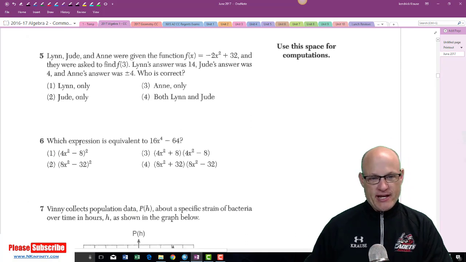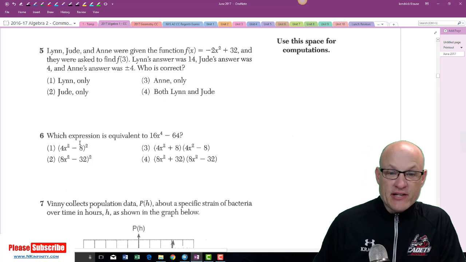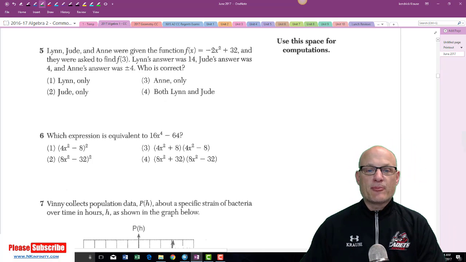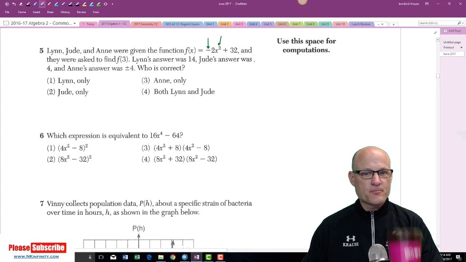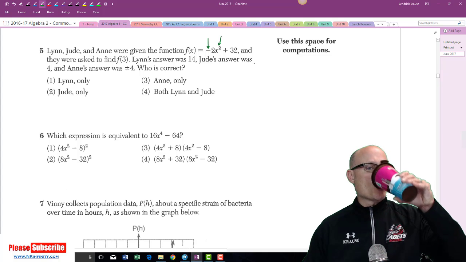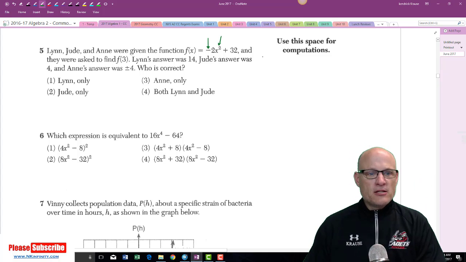Lynn, Judy, and Ann were given this function. Now that it is a parabola, you should know it is a parabola because it has an x squared term. It is a parabola that's facing down because the leading coefficient is negative. Now if you don't know that, you can always graph it to make sure you know it. Oh, that's Jude, not Judy. And they were asked to find f of 3. Lynn's answer was 14. Jude's answer was 4. Ann's answer was plus or minus 4. Who is correct?